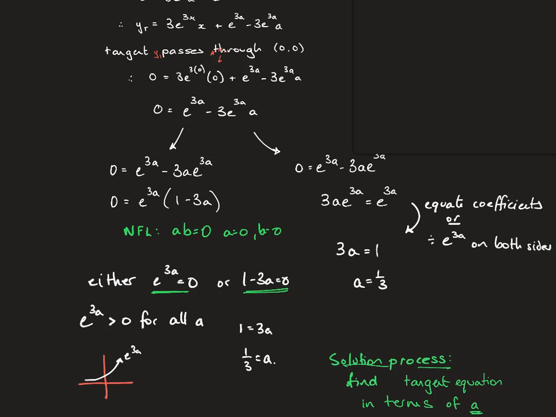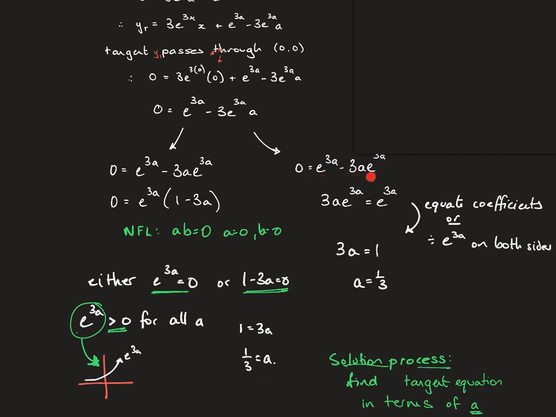But e to the 3a is in fact, here's your e to the 3a, that's the graph of e to the 3a, and you can see that the y values for that are always positive. So e to the 3a is always greater than 0. So when we come back up here, this value is always greater than 0, which means that it must be this value here that is equal to 0. And if that's the one that's equal to 0, then 1 minus 3a is equal to 0 and a third is equal to a.